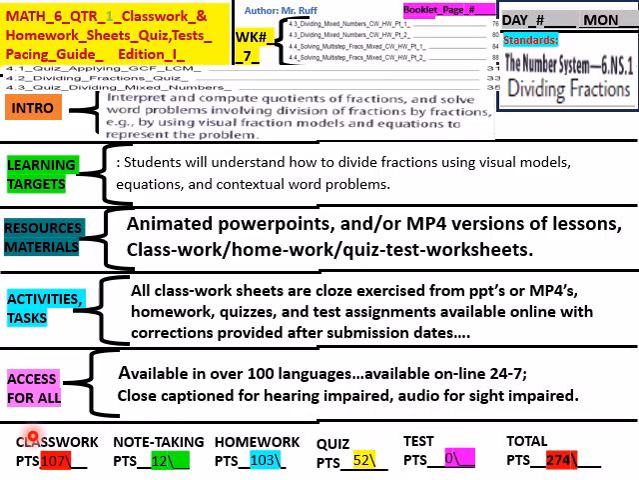And then our points, classwork points are 107 this week. 12 points of note taking, 103 points of homework this week. Quizzes, there's 52 points for quizzes. There's no test this week. So your total points for week 7 is 274 points. Let's go into our lesson.